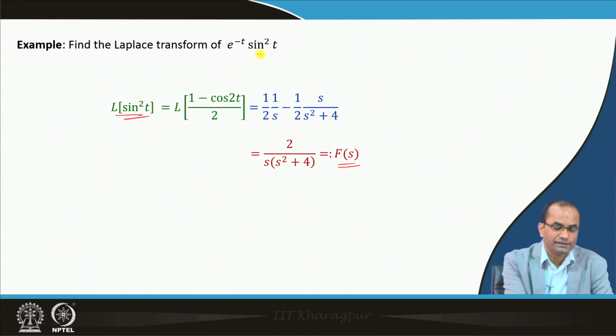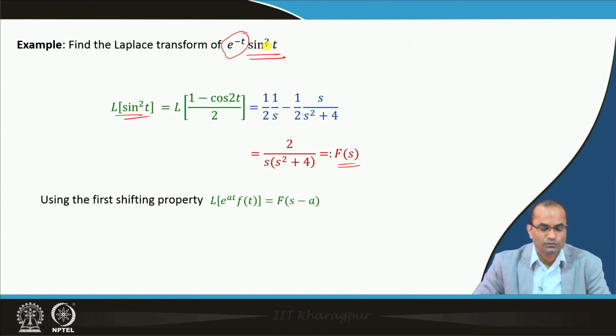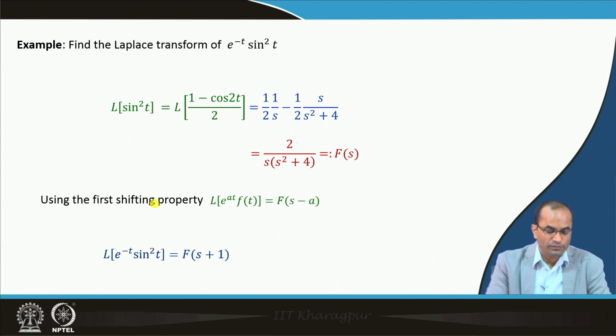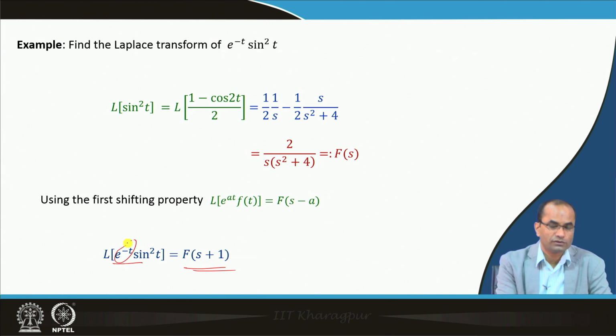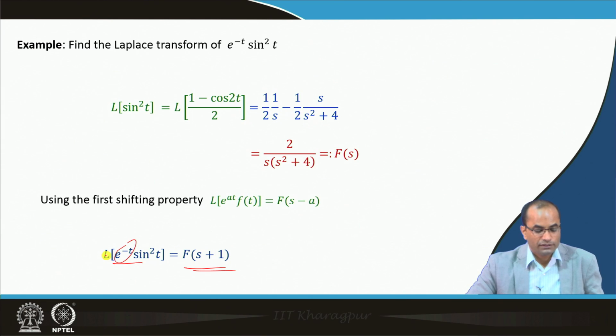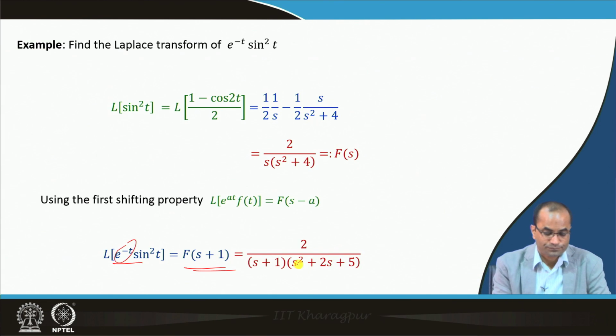To get the Laplace of e power minus t sin square t, we will apply the shifting property, which is called the first shifting property. So, using this property, we have e power minus t sin square t, and then we have here F s plus 1. So, s will be replaced by s plus 1 because of this e power minus t.